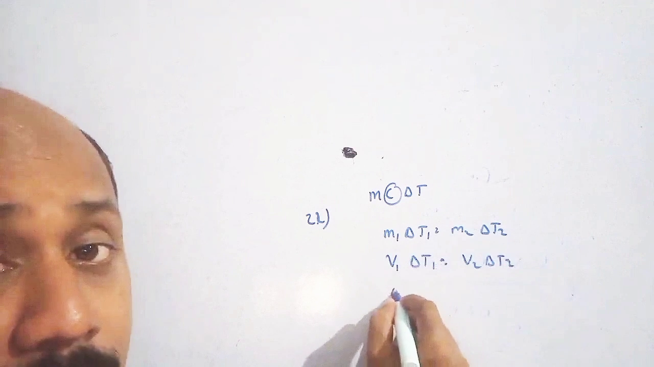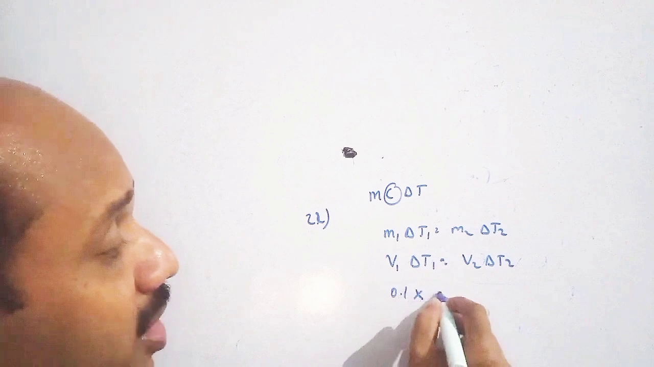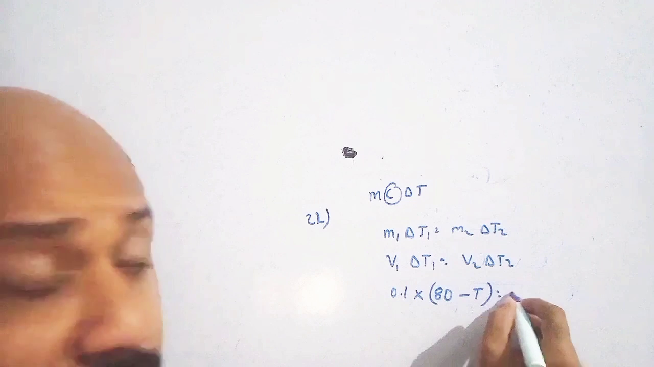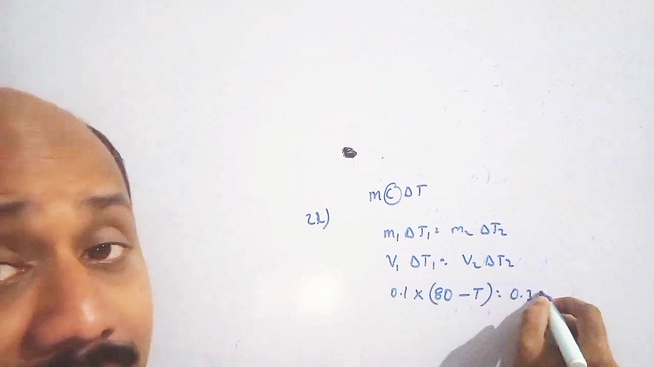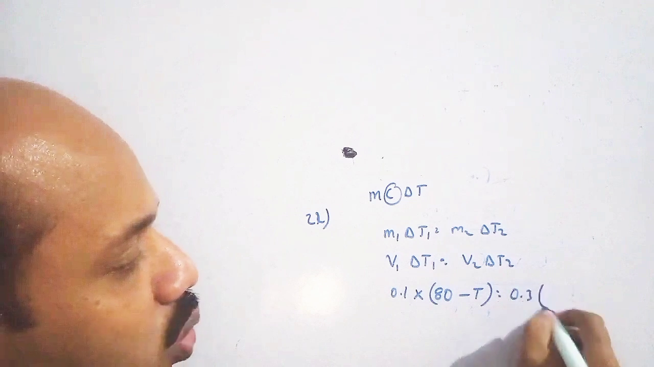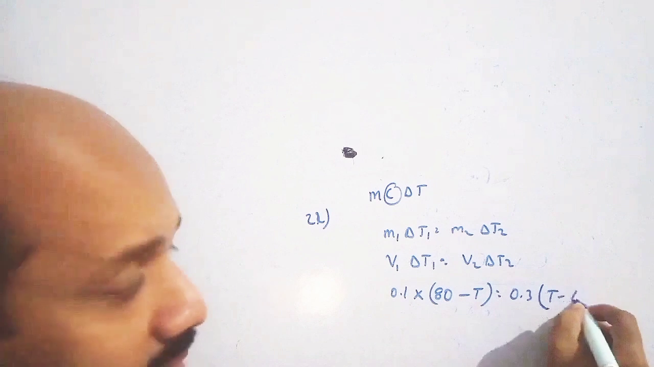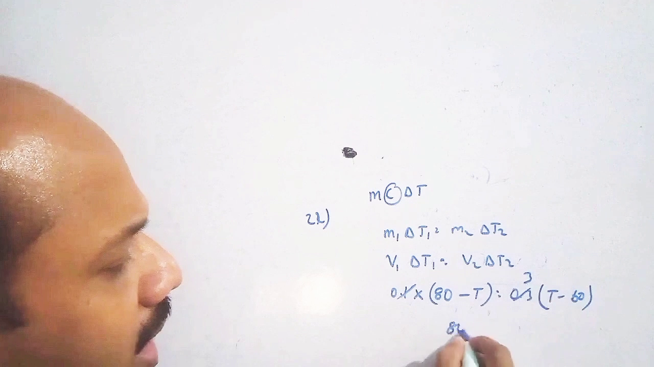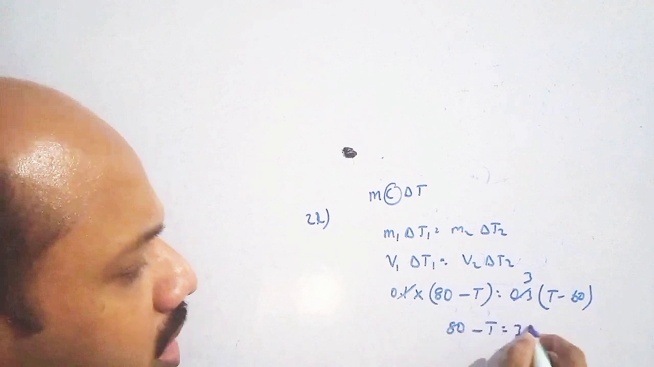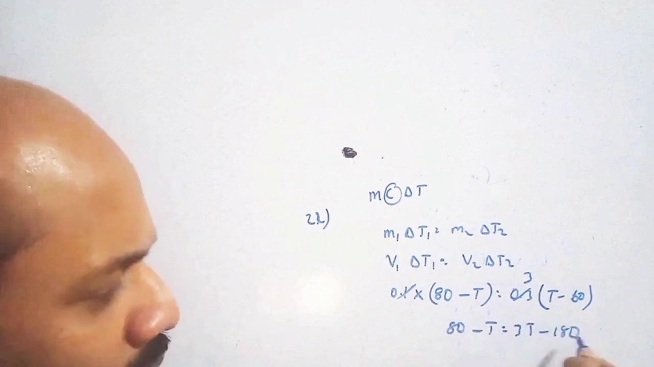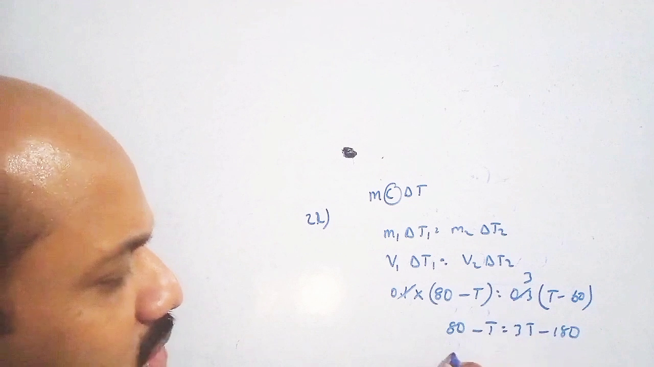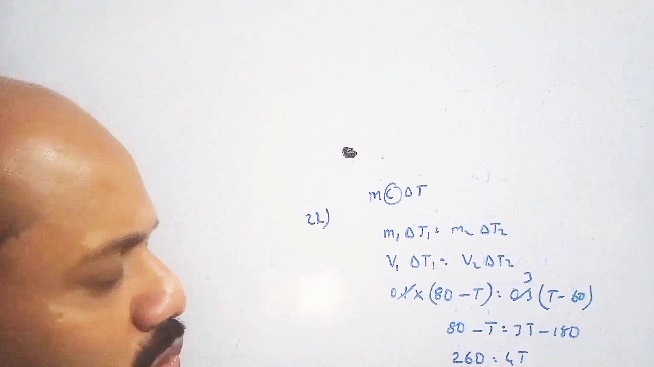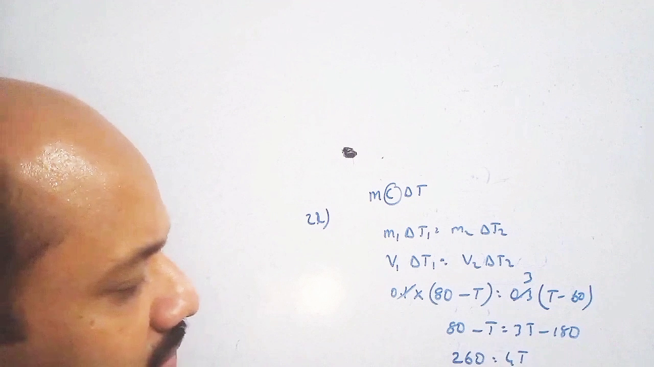V1 is how much? That is 0.1 meter cube. Delta T1 is 80 minus the new temperature T, which I don't know. Now V2 is 0.3, and it is the cold body, right? Then delta T2 is the new temperature T minus 60. 0.1 to 0.3, that is 1 to 3. 80 minus T is equal to 3T minus 180. Taking these to the two sides, 180 plus 80, that is 260, equal to 4T. T is equal to 260 by 4, that is 65 degrees Celsius.